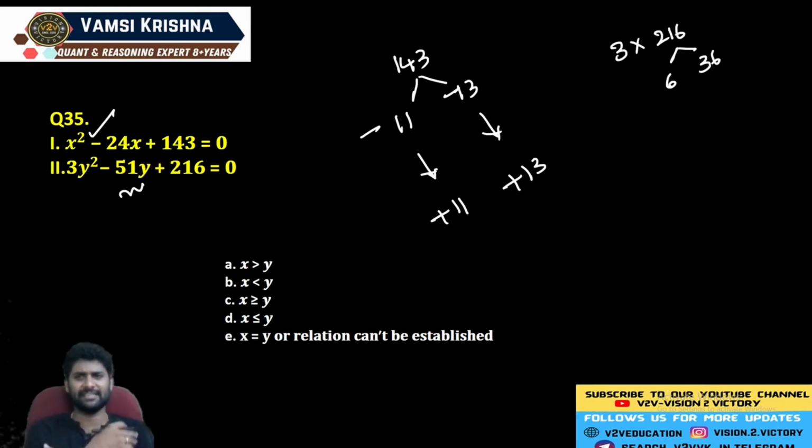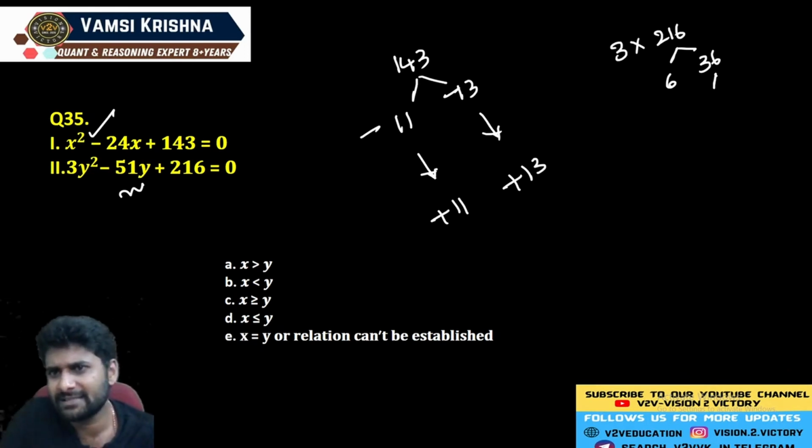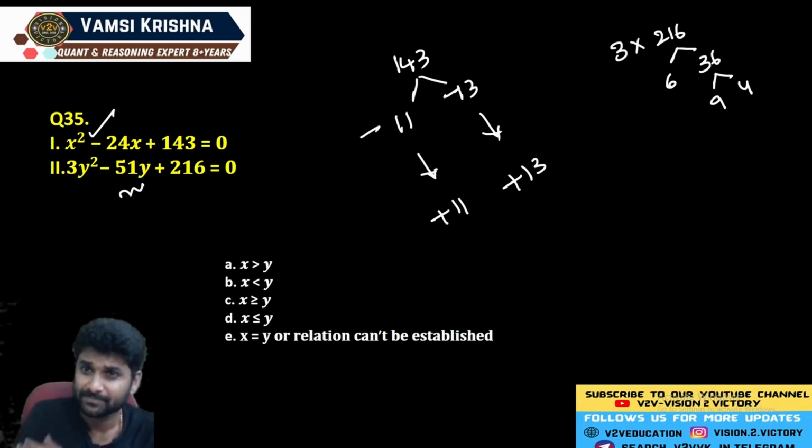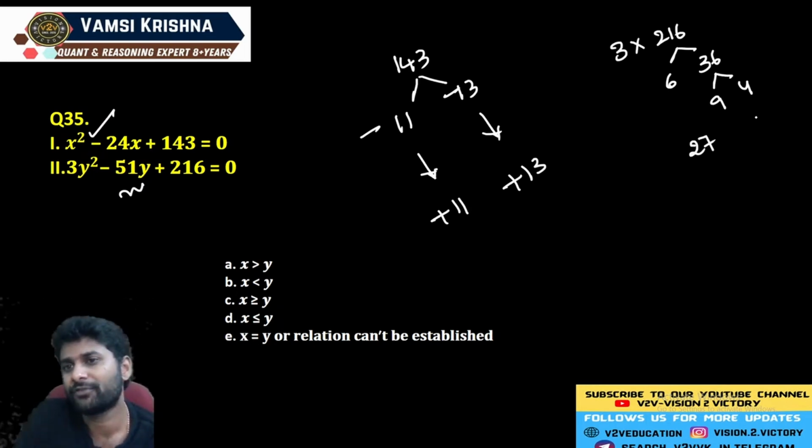Try to split 36 again. So split the 36 again. It's 9 into 4. By using these four numbers, convert it into a product of two factors. What is the possibility? See, it's a value of 27, as 9 threes are 27, and 6 fours are 24. We need negative 51, which means both are negative symbols. Final factors are plus 27 and plus 24.